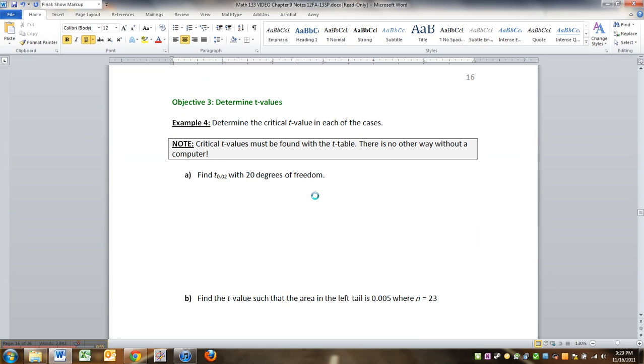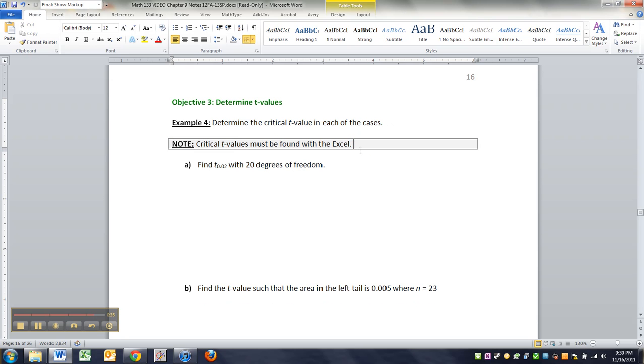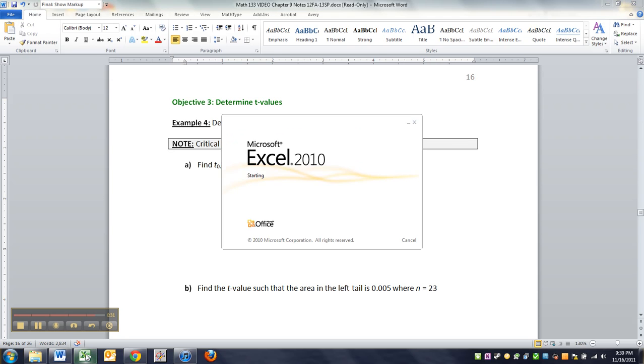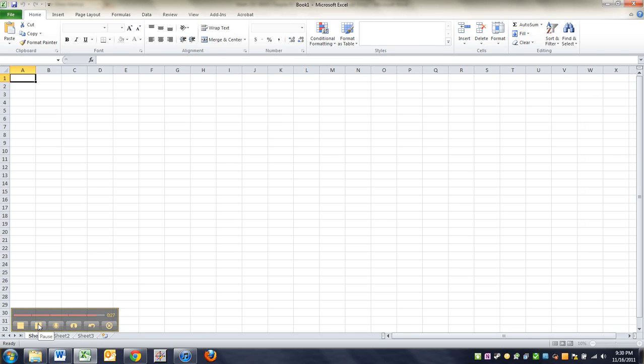Now, determining the critical t value in each of these cases. So, critical t values, you don't need to find them with the t table. I take that back. You can find them with Excel, because Excel finds them for you. All right, and I'll show you how. And we're not going to use the table, although you could, I suppose, but there's just no point. So let's go find a t.02 with 20 degrees of freedom. Well, let me wait for this to pop up.